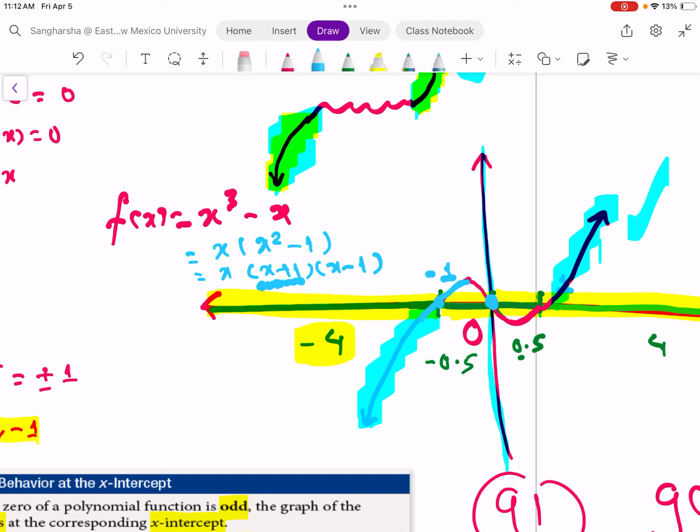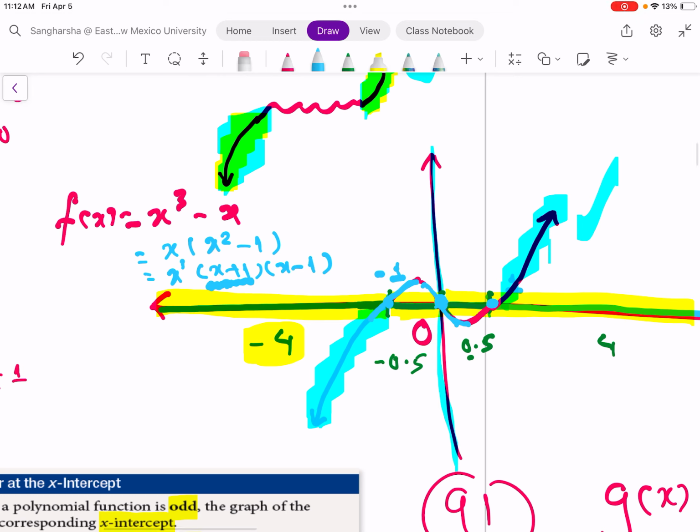Okay, so when our x is 0, this expression is 0, and this x is 1 time, right? The exponent of x is 1, which is odd. So the graph crosses here. Similarly, at +1, this factor equals 0, and the exponent of this factor is 1. So the graph crosses the x-axis.